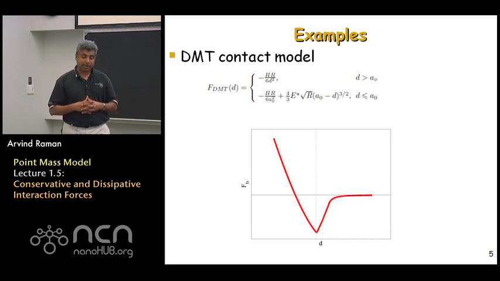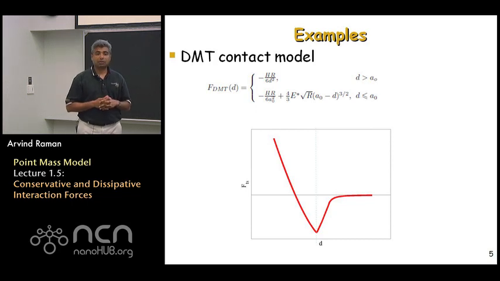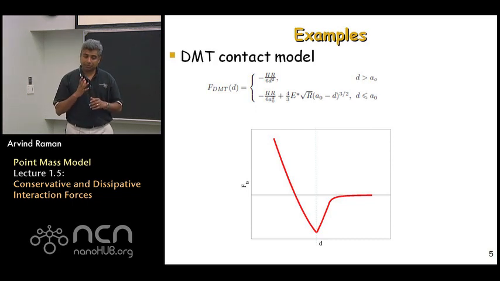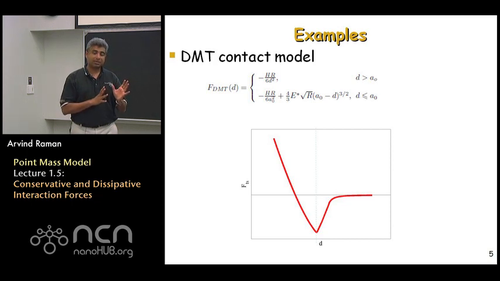Now, the reason I bring up this DMT contact mechanics model is just to remind you that you could take this conservative interaction model and try to understand what is the force versus z that you might get with an AFM. You could do a thought experiment where you could actually put a cantilever and see what happens to the force measured by the cantilever as a function of z, the motion of the base of the cantilever.